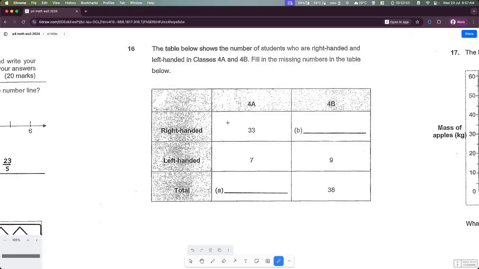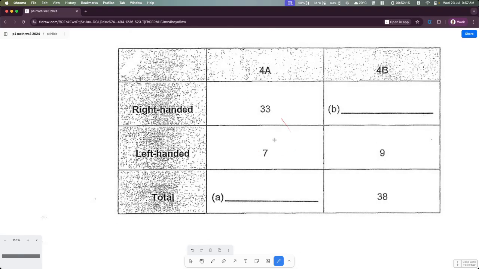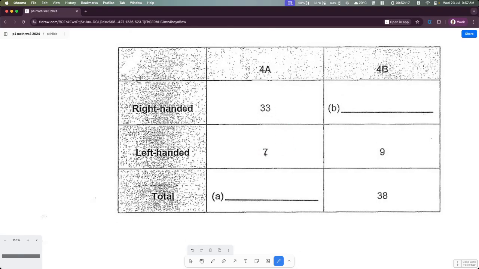Okay, so what we can do is look at this. We have the right-handed, left-handed, and total. The total is the total number of students who are right-handed and left-handed, so we can add this together. In a way, we have 33 plus 7. The answer is 40. So the answer to this is 40 students in class 4A.